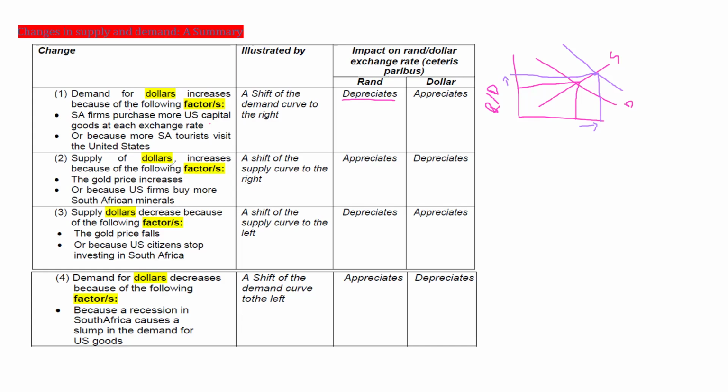Same thing applies here. If the supply for dollar increases, right? Let's now increase the supply for dollar. So this is the supply curve, and this is the demand curve, right? Then let's say the supply for dollar increases, so it's going to shift on this side.